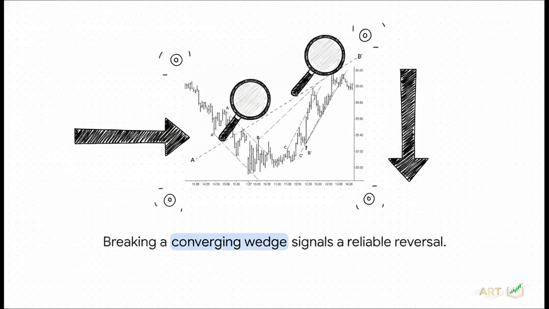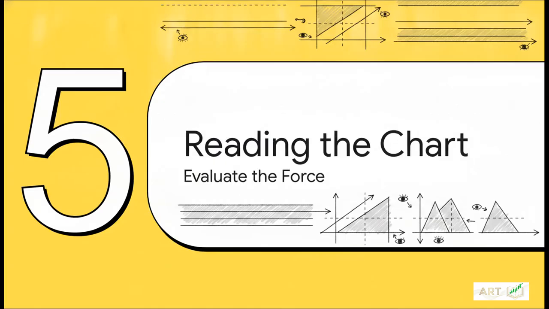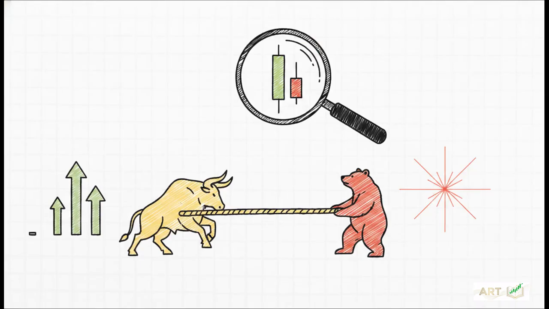You'll often see a sharp breakdown immediately following the break of that wedge. Honestly, almost no other trendline break has quite this level of predictive value. It's a real game changer. And that brings us to Section 5, reading the chart story. At this point, we aren't just looking at abstract charts anymore. We are actively evaluating the pulling power between bulls and bears at critical junctures.